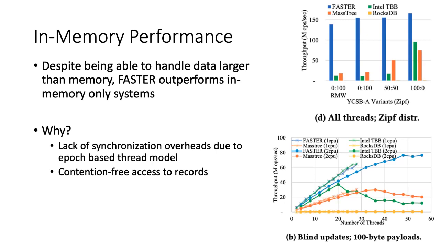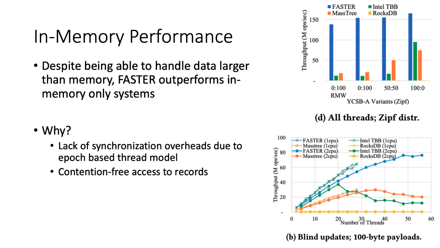The top is a multi-threaded YCSB test, and they call it YCSB-A variance, but it's not really. The first is 100% read-modify-write. Second is 100% update. Third is 50-50, and then I think the fourth is 100% read or 100% update. I'm not sure, but in any case, FASTER far outperforms the other trees and RocksDB as well. We can't even see RocksDB on the graph because it's so slow compared to the other ones.